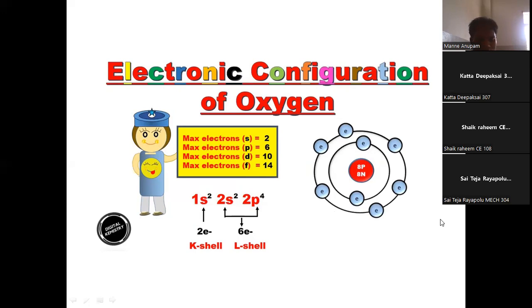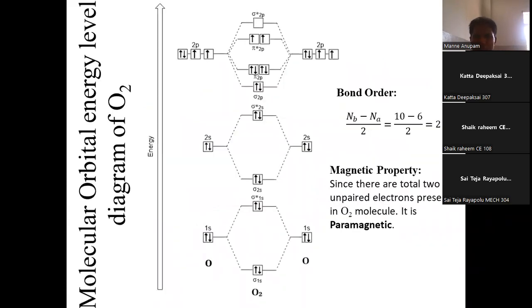Now let us see the electronic configuration of nitrogen. Nitrogen has 1s2, 2s2, and 2p3. Oxygen has 1 electron extra, and it is 2p4. Now let us see the molecular orbital energy level diagram.